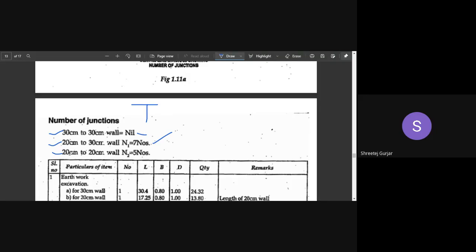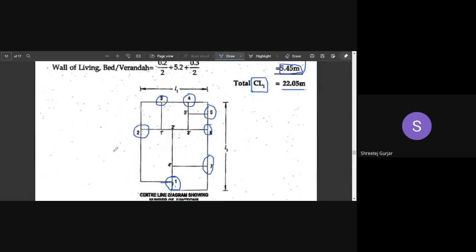Now next, 20 centimeter wall getting into 20 centimeter wall. So let us just look at how many junctions there are. This is one T junction, wherein a 20 centimeter wall is coming and joining your 20 centimeter wall. So this is a partition wall, this is also a partition wall, so a T junction is formed. This is the first junction. You can see a T junction is formed, second number. This is your third number. This is your fourth T junction, and this is your fifth one.